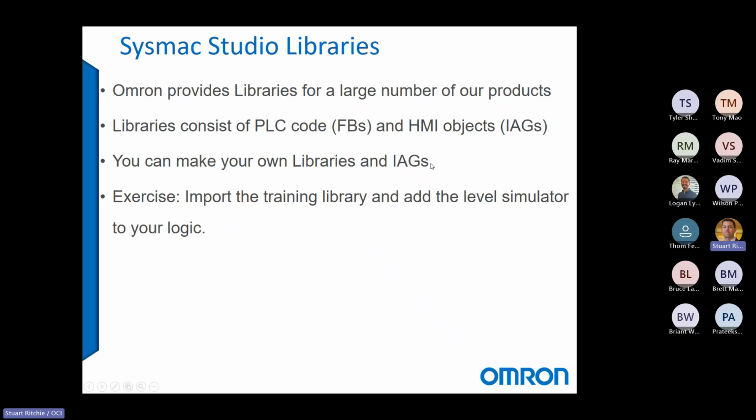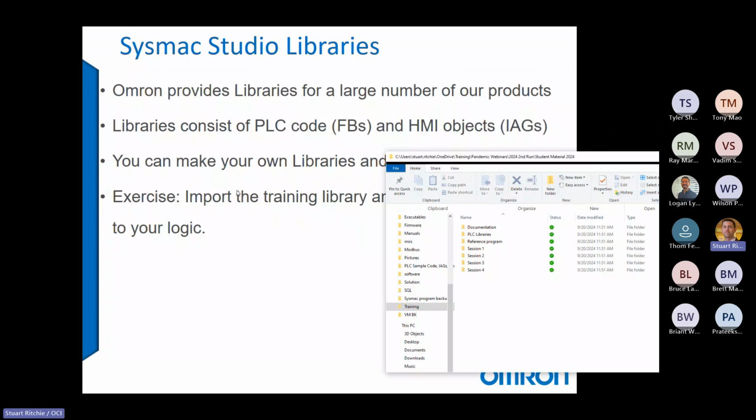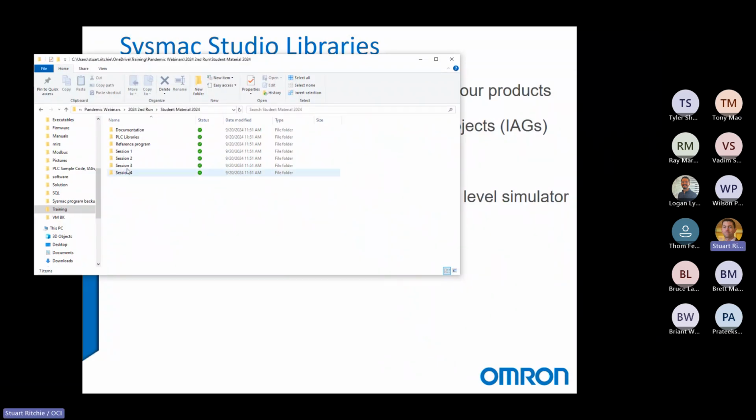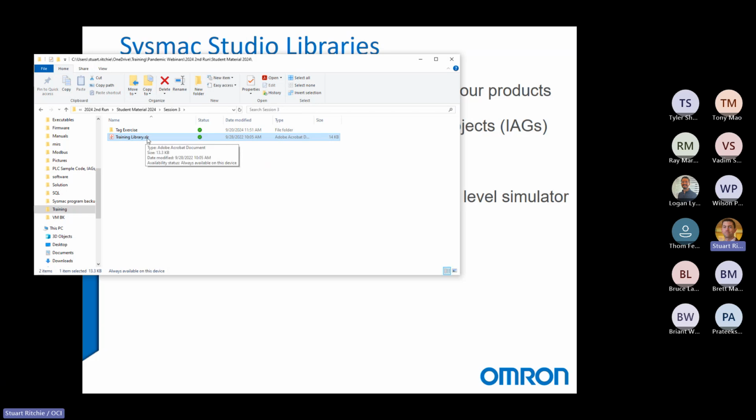A lot of customers like to do this to have a standardized set of objects that they program their PLCs with that all of their programmers are familiar with. Now, we can make our own or we can import pre-made ones. So in the student material folder, for session 3, there is something called traininglibrary.slr. It should be in the student material folder. Mine is, for some reason, thinking it's a PDF, but doesn't really matter.